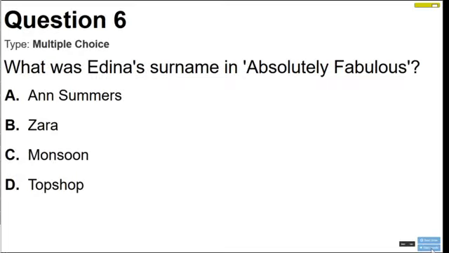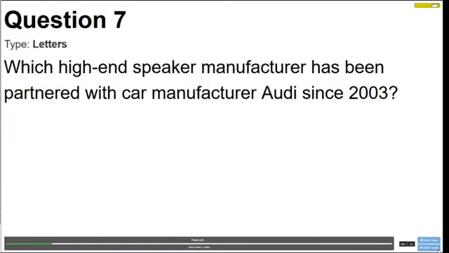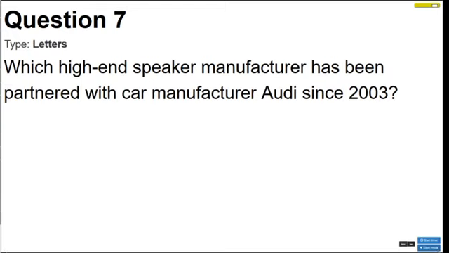The correct answer was C, Monsoon. The fastest correct answer, gaining the bonus points, is Gav Beef. Question. Oh, hang on, we can't do number 6 as it is a picture. Question number 7. Which high-end speaker manufacturer has been partnered with car manufacturer Audi since 2003?